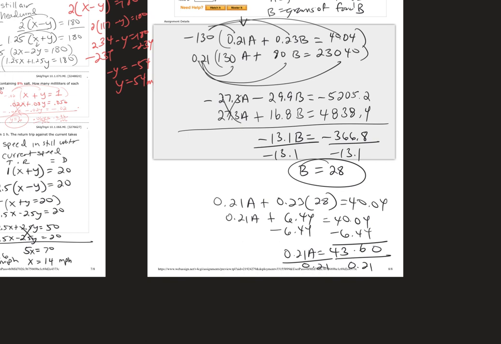Okay, hold on, I just want to check one thing. Oh, okay, I did it. 40.04, take away 6.44, it's really 33.6. So 33.6 equals 0.21a, and now I would divide both sides by 0.21. That gives me 166 grams of A. We found A and B.